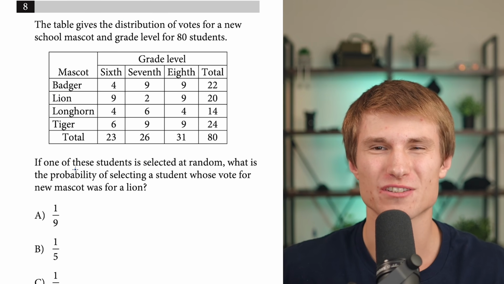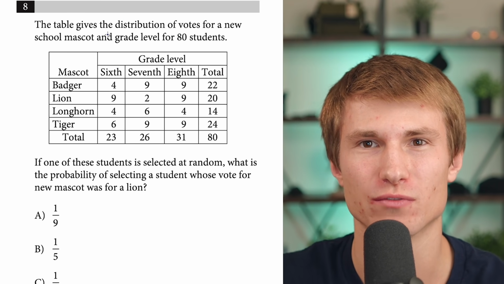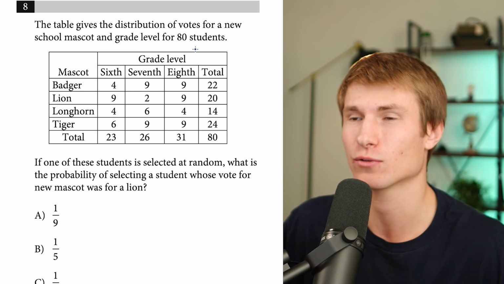Here's how to efficiently solve this SAT math question about probability. Question 8 says the table gives a distribution of votes for a new school mascot and grade level for 80 students.